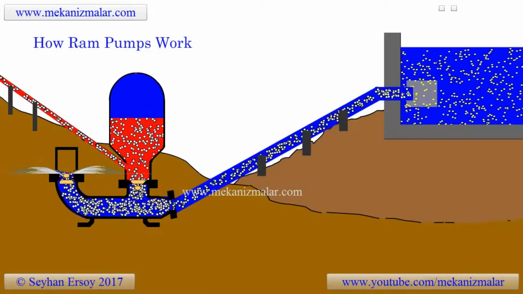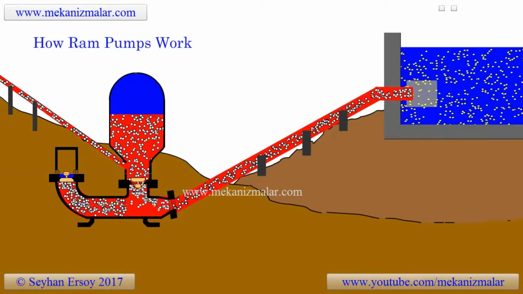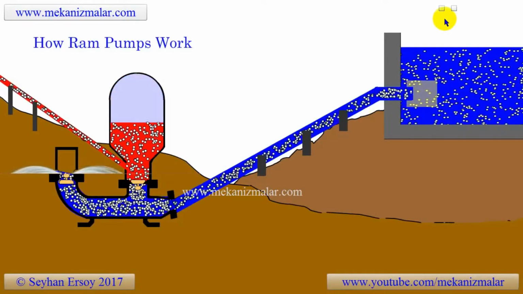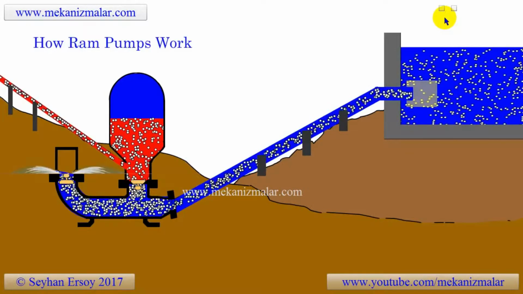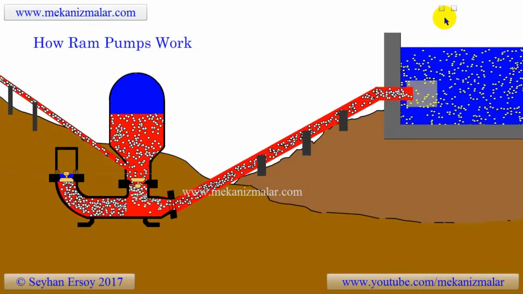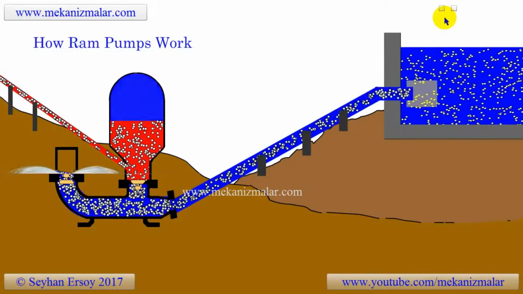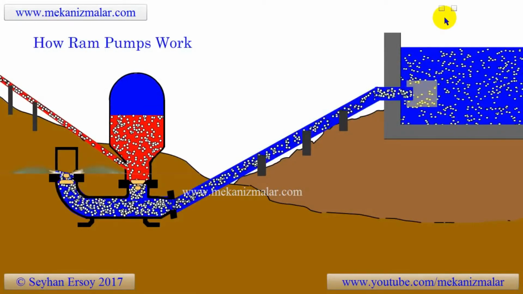A ram pump is an interesting device for pumping water to high elevation without using any external power supply. The catch is the location. If you live somewhere near a creek where water is flowing downhill, then you're in luck. This is the prime location as far as operating a ram pump goes.